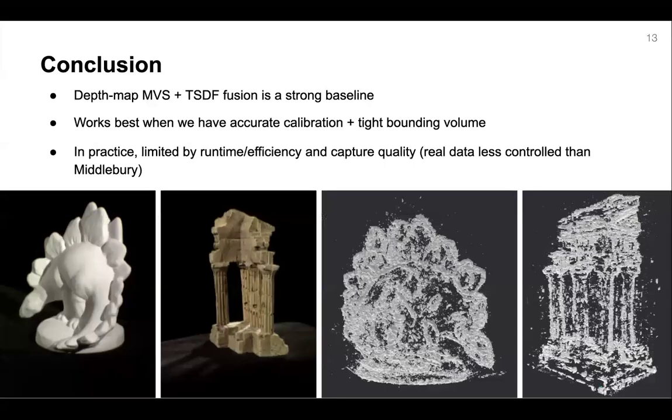To conclude, this re-implementation confirms that depth map MVS combined with TSDF fusion is a strong baseline when you have accurate calibration and a good bounding volume. But in practice, it really depends heavily on efficiency constraints and on the quality of the captured images, especially for real-world image sets that don't have the controlled conditions of datasets like Middlebury.